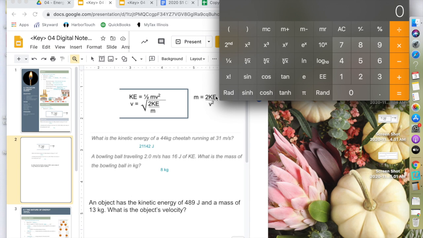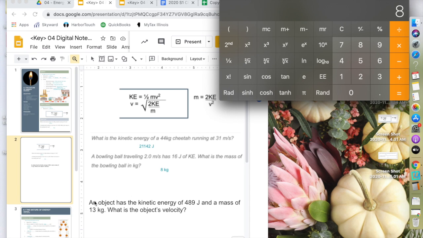Okay, so 2 times our kinetic energy is 16. So 2 times 16, okay, equals 32 is our top, divided by our velocity squared, which was 4. Okay, and so we get the answer of 8 kilograms, which is our answer we got here.